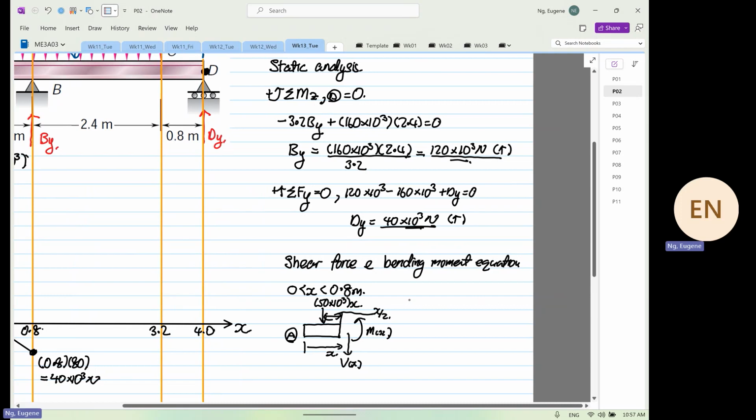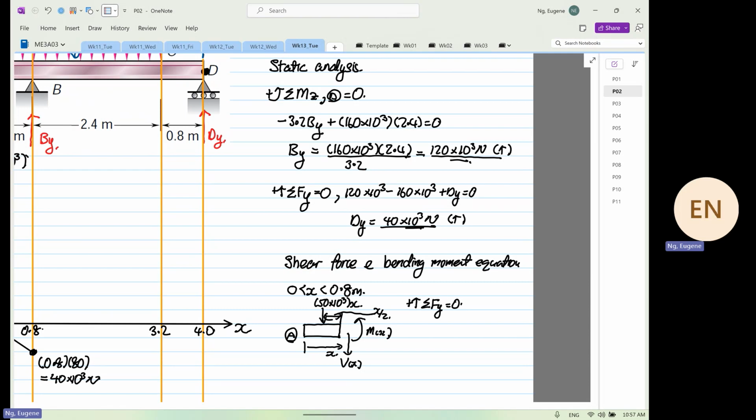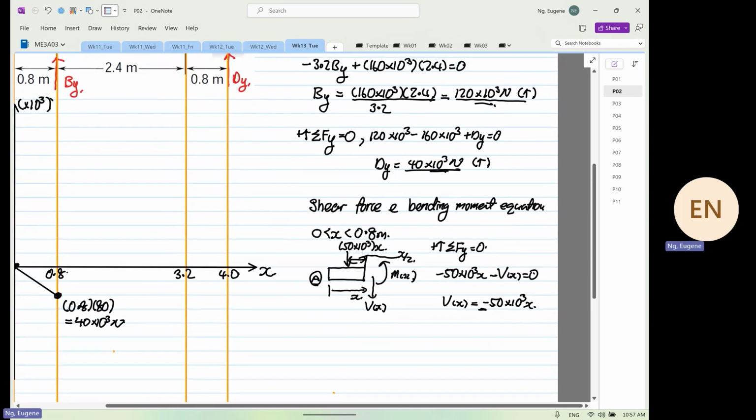So from here, when you do static analysis, the summation of forces in y is equal to 0. You have 50 times 10 to the power 3 x minus V as a function of x equal to 0. So V as a function of x is equal to minus 50 times 10 to the power 3 x. The fact that it's negative is why your slope is negative.